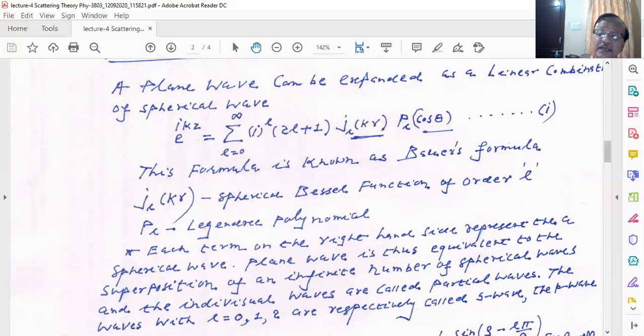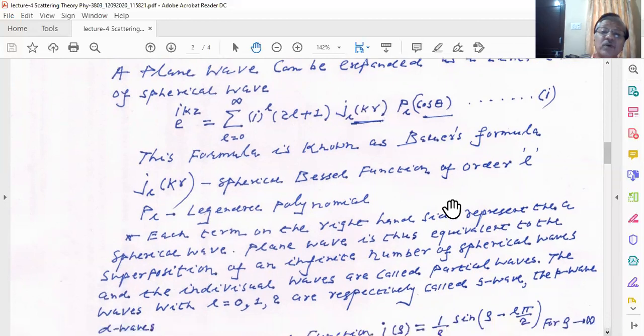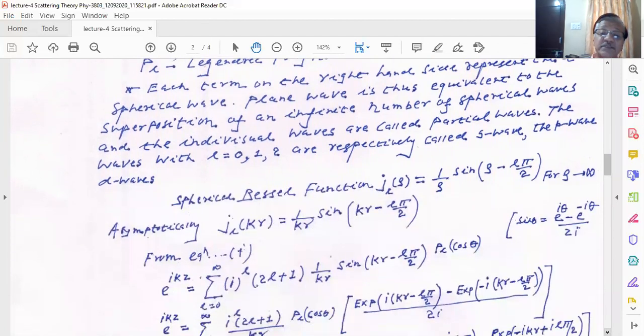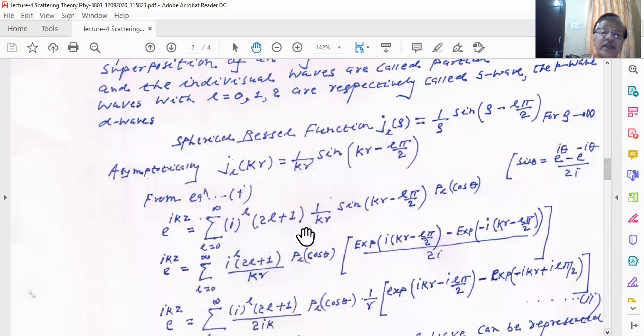So in that case, I substitute the value of GL of KR here, and I modified this equation, and this is the equation which I am getting. Now I can rearrange. You see, i to the power of L is remaining as 2L plus 1. So I am writing 2L plus 1, 1 upon KR, and this PL cos theta, I can write it here.